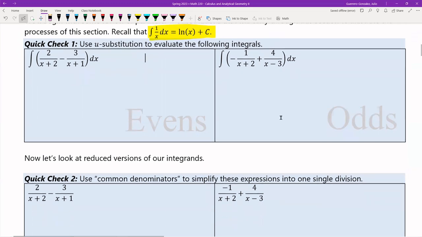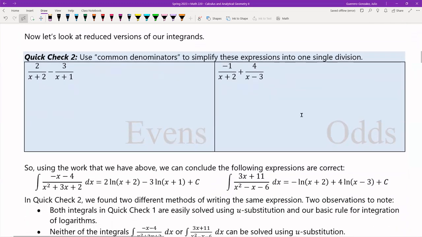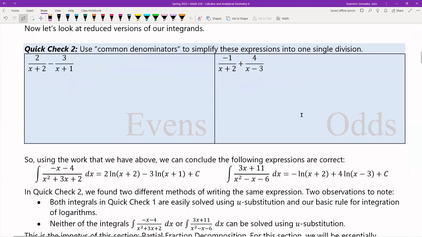And what I want to do next is another quick check. For quick check number 2, I just want you to do the common denominator. What I want you all to do for both of these is give me an equal to something, where something is on the bottom, and something is on the top, completely expanded out.